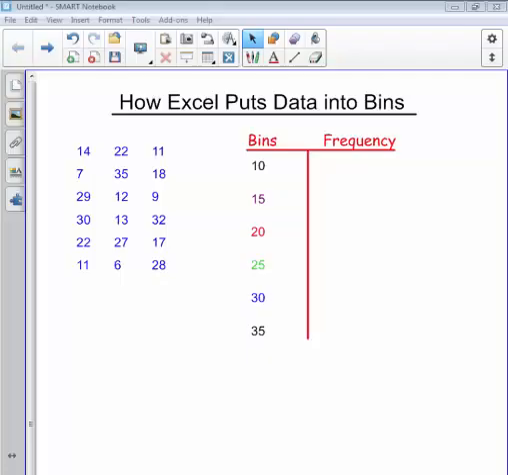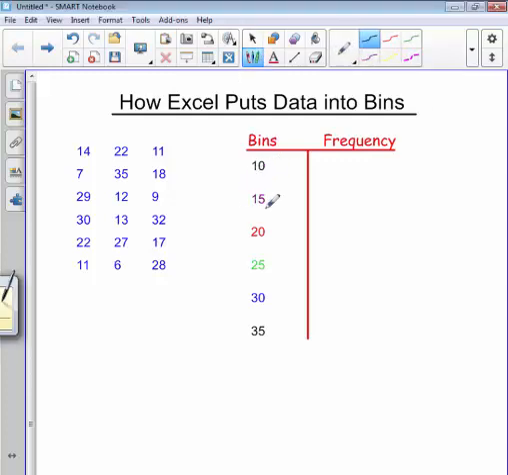Hello! Now we're going to look at how Excel puts data into bins. This way, when you're making a frequency table in Excel, you'll understand what the process is and you'll better be able to interpret your findings. To begin, when we make our bins, which are really just basically our categories, we need to figure out what the highest data value is and what the lowest data value is.